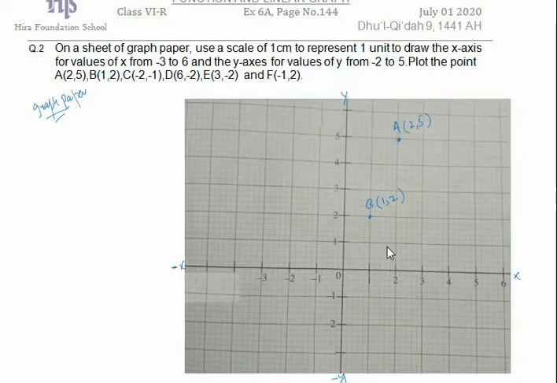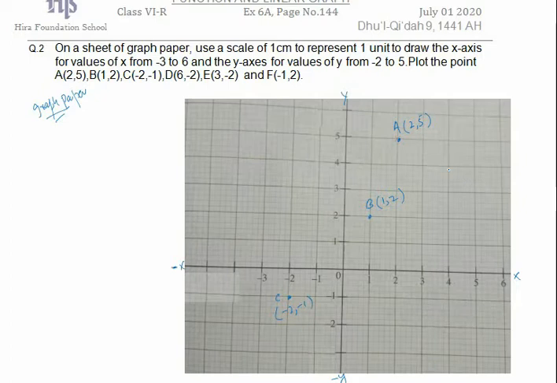Now for C, minus 2, minus 1, so we must move to the left side for the minus value of x, and it is minus 2 and minus 1. C is minus 2 and minus 1.